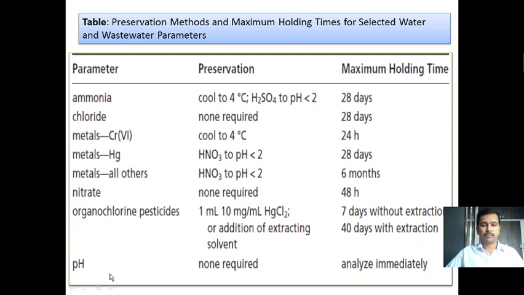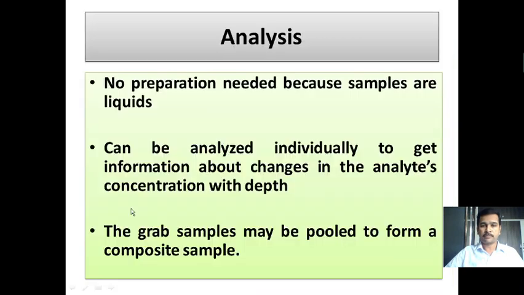If you want to determine the pH of the water sample, you have to measure the pH of any liquid sample immediately. So no preservative is added here. So these are some examples I have mentioned. Even other than this, you can follow the preservative steps you have to take and the preservatives you have to add to the water sample, and that is specific to the parameter for which you are going to perform the analysis. And how do we do the analysis?